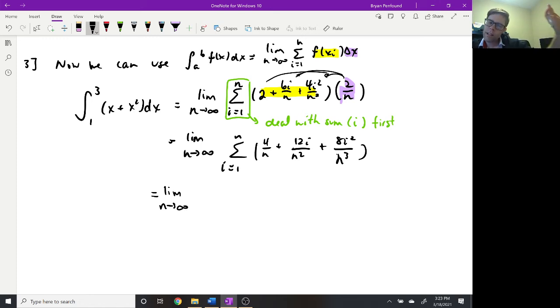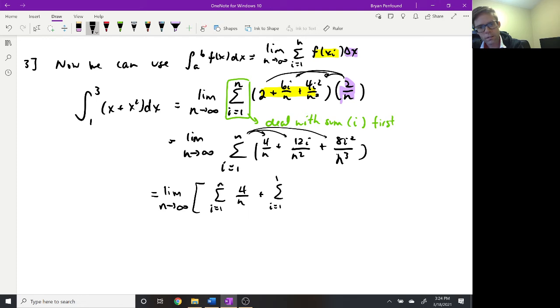Okay, again, putting this limit aside, let's deal with just the sums first. So what do we get here? When we distribute the sum through the brackets, and we can do this because there's addition separating all of our stuff, we get the sum of 4 over n, the sum of 12i over n squared, and the sum of 8i squared over n cubed.